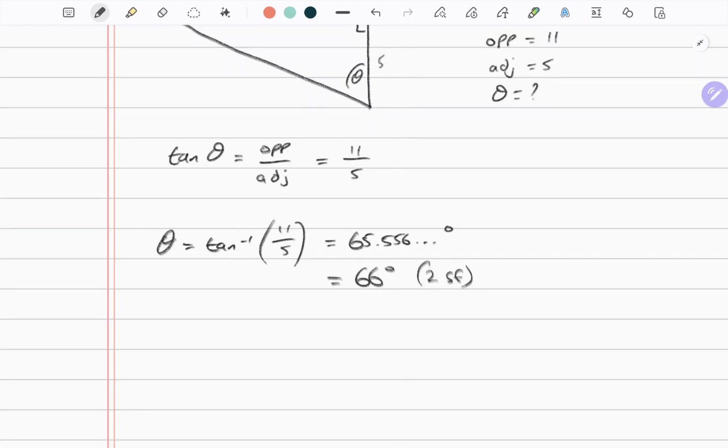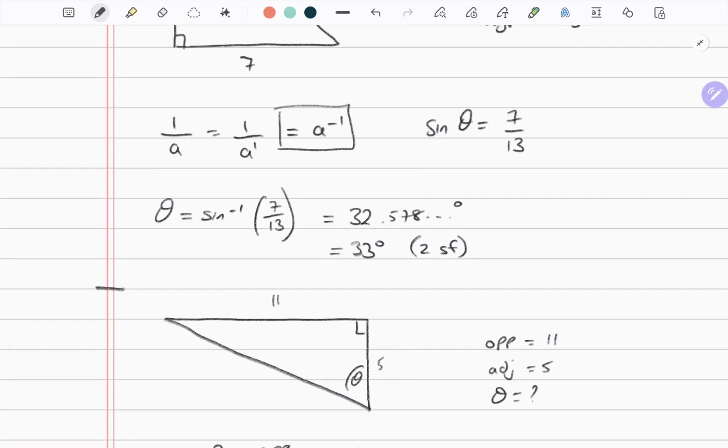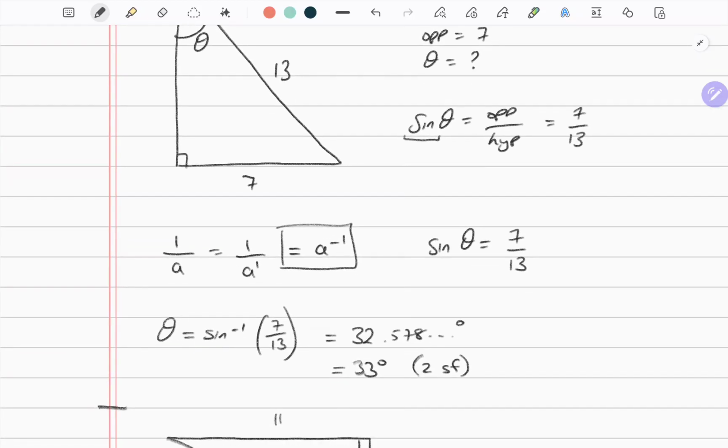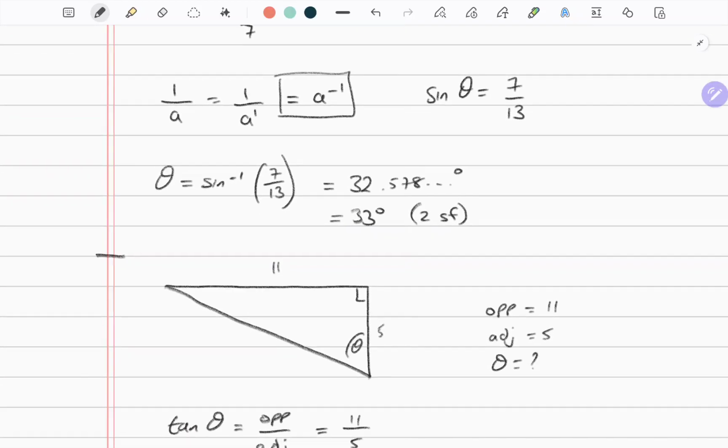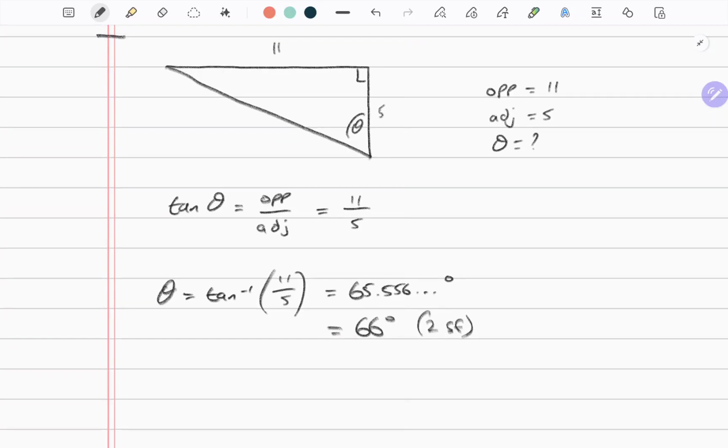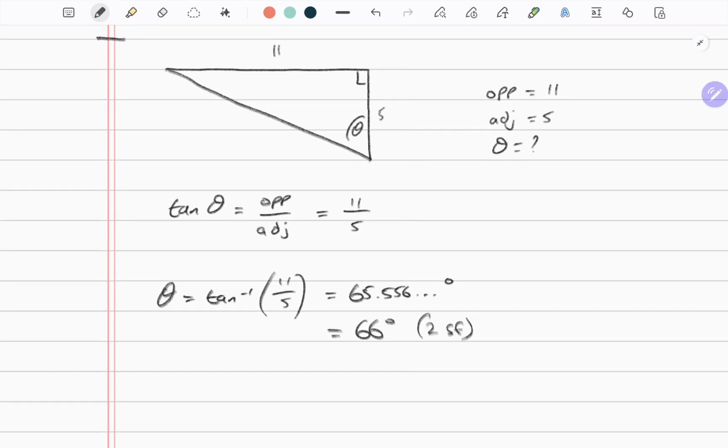The reason why I'm going for two significant figures here is because this 11, and previously in this example, this 13, are both two significant figures. So it's good to keep it consistent there as well. Okay, so that was how to find an unknown angle in a right triangle.